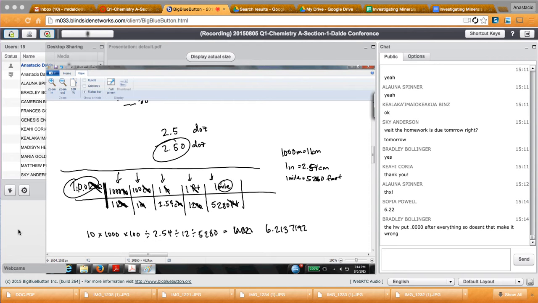The original one has 3 significant figures. I cut this off to 3 sig figs, so it's 6.21 miles.